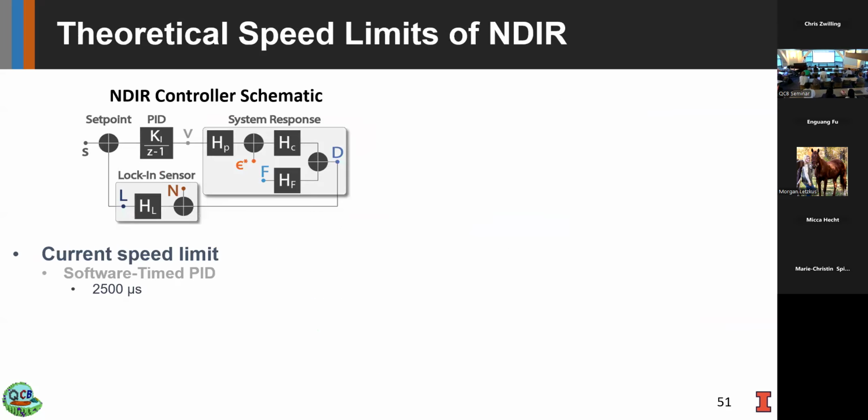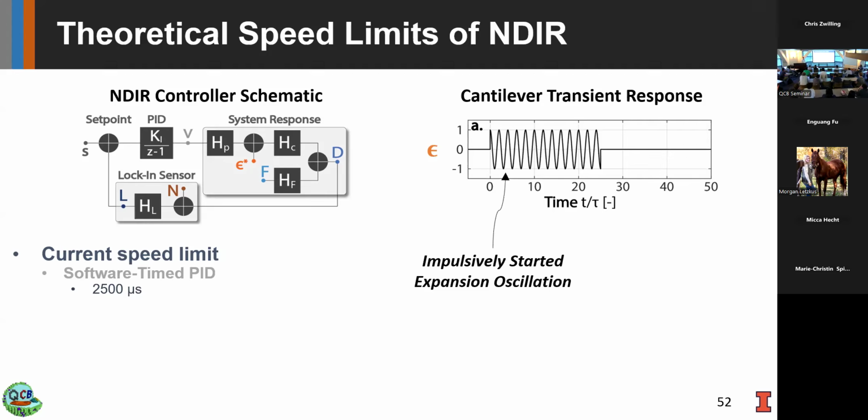To conclude the talk, I'll show some new data images from the new system. But before that, I want to show this, which was interesting: the theoretical speed limit of the system. Currently the PID is limited by the 2.5 milliseconds at which we can run this simple PID control loop. But the ultimate speed limit that we can actually achieve is limited by the physics of the cantilever's response itself. Here we show the physical limit imposed by the cantilever.